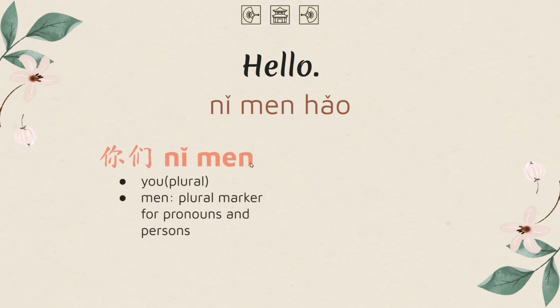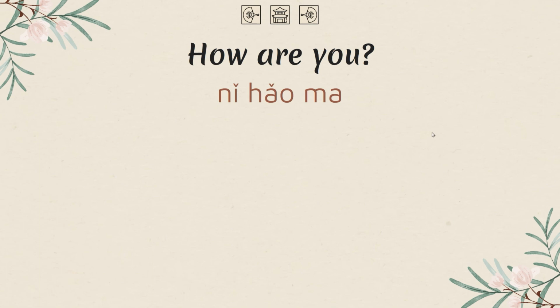Notice the 们 in the middle doesn't have an accent mark. That's because it's the neutral tone, so we kind of say it without any emphasis on it. 你们 means you, plural. 们 is a plural marker that you can use for pronouns and persons. We'll see more examples of 们 later. 好 means good again. 你们好, hello you guys. Okay, very good. Let's move on.